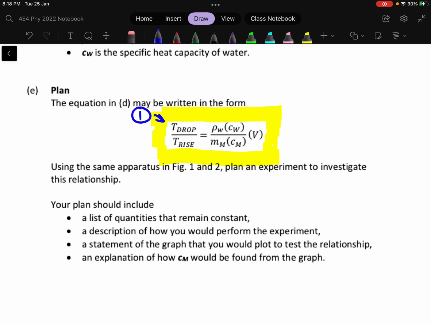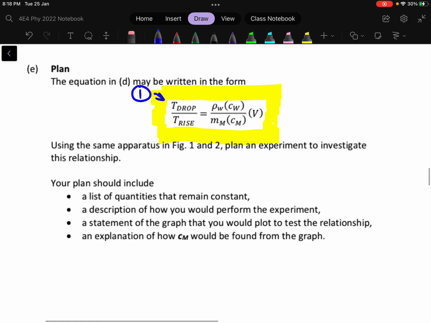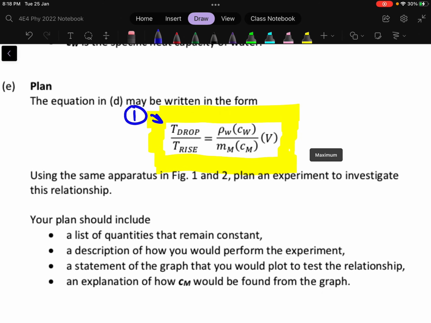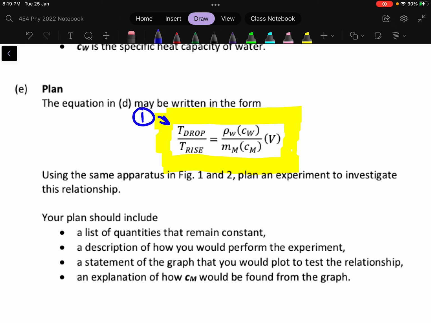this particular equation will tell you what kind of reading you should get, what kind of graph you should plot, and what type of graph you should expect to see. So down here you can see that you are supposed to investigate this relationship. So what is the meaning of investigate this relationship?